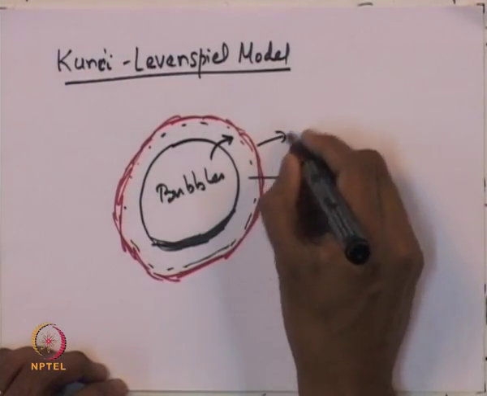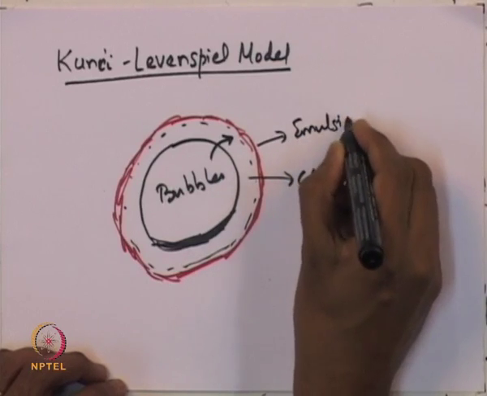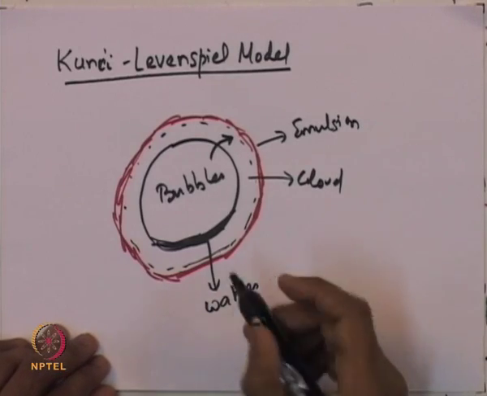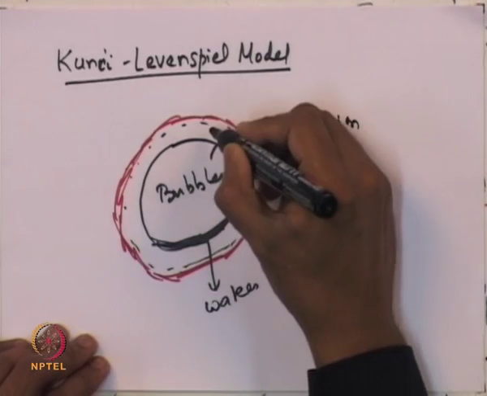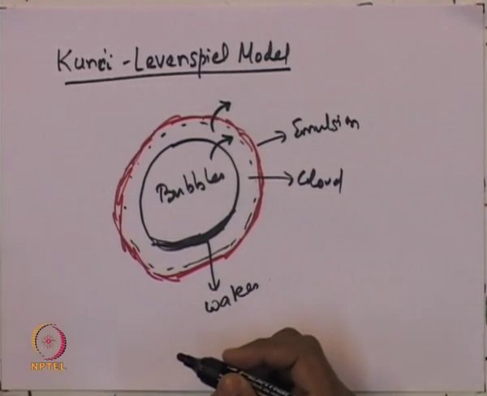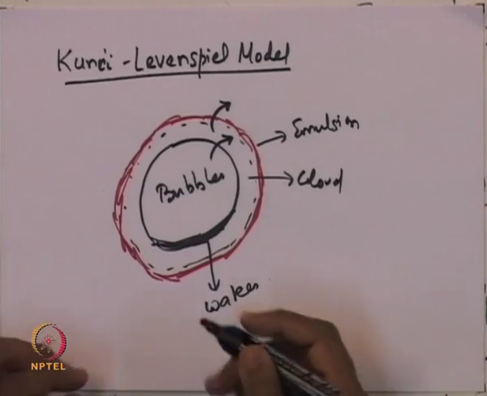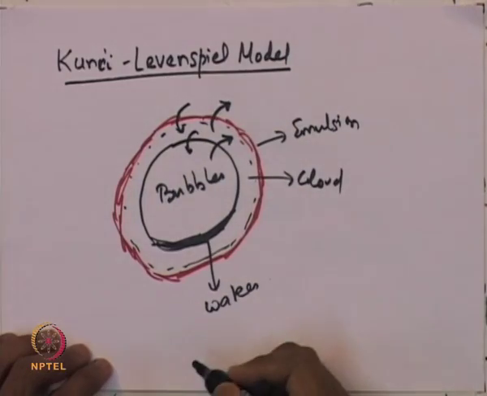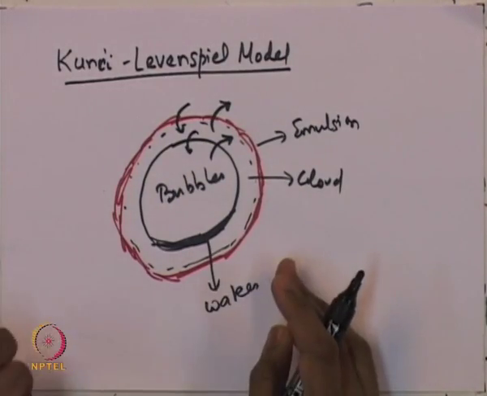So this is the cloud phase, and this is the emulsion phase. And this is the wake. So the mass transport occurs from the bubble phase into the cloud phase, and the reactants are transported from the cloud phase into the emulsion phase, where the particles are present and the reaction occurs in the particles. Then the product is transported back into the cloud phase and back into the bubble phase. Once this happens, the bubbles carry the product, and then the product leaves the fluidized bed reactor. So this is the process that occurs in a fluidized bed reactor.